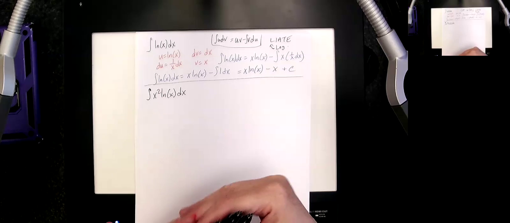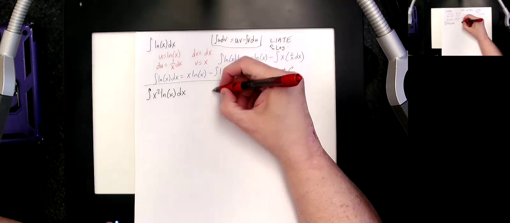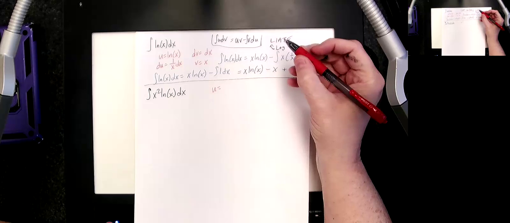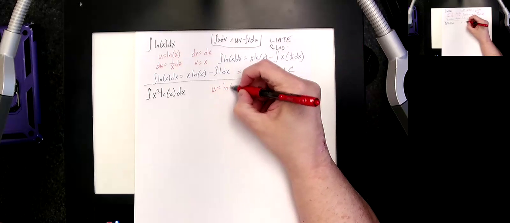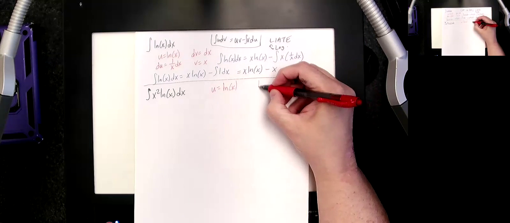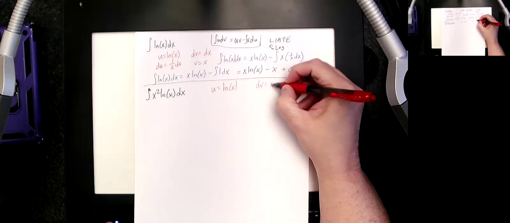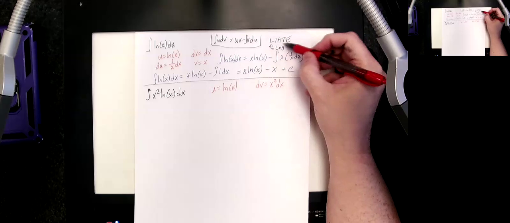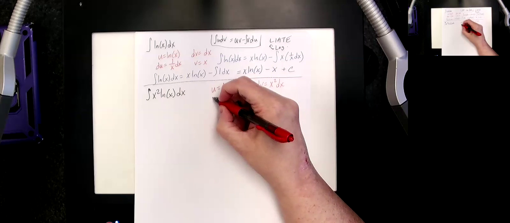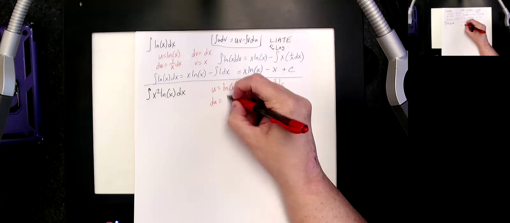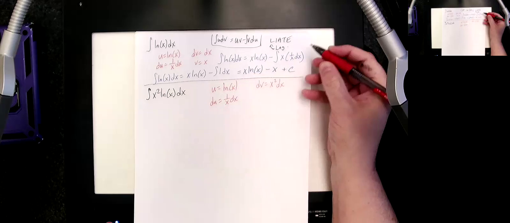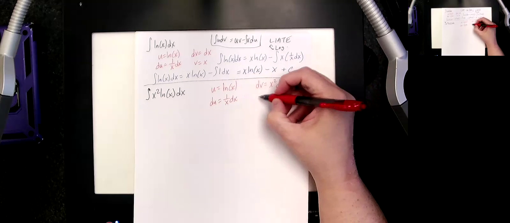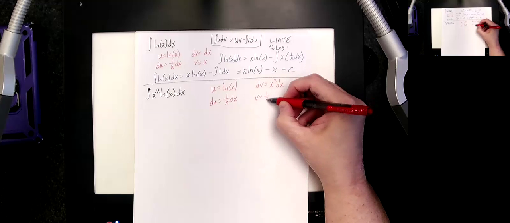What'd you guys use for u? Natural log x. Okay, and that means dv has got to be x squared dx. That's a good choice. That's following LIATE. So du is going to be 1 over x dx. And v is going to equal 1/3 x cubed.